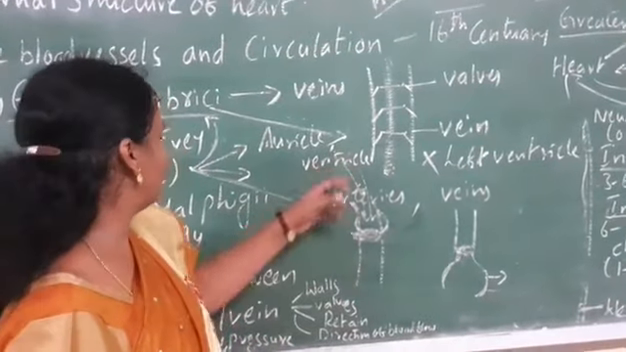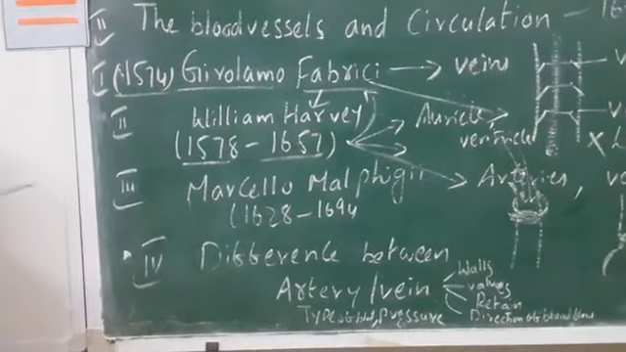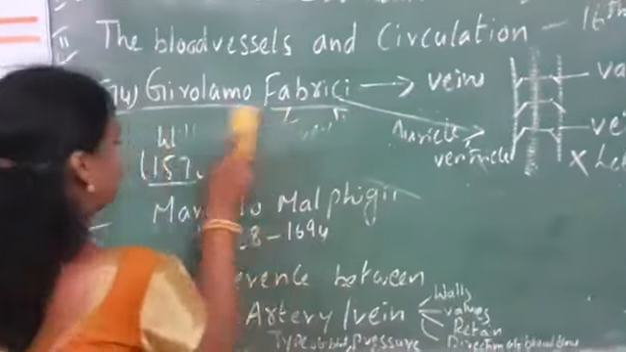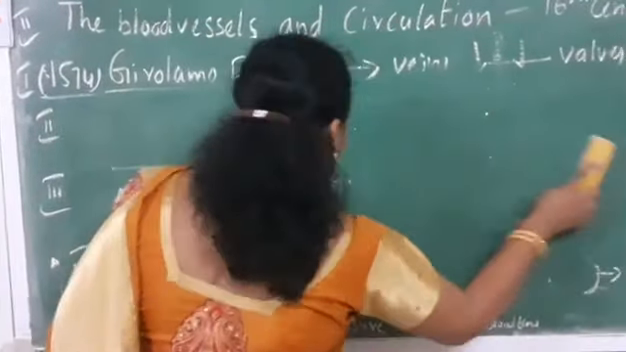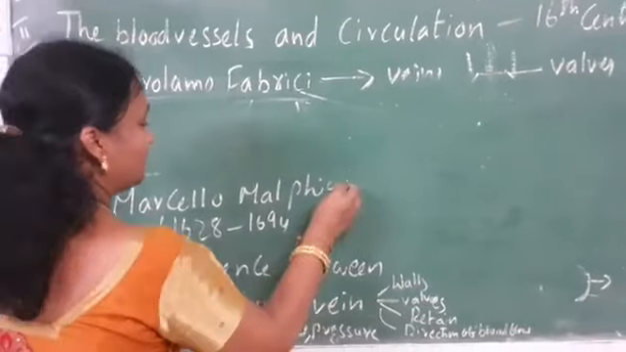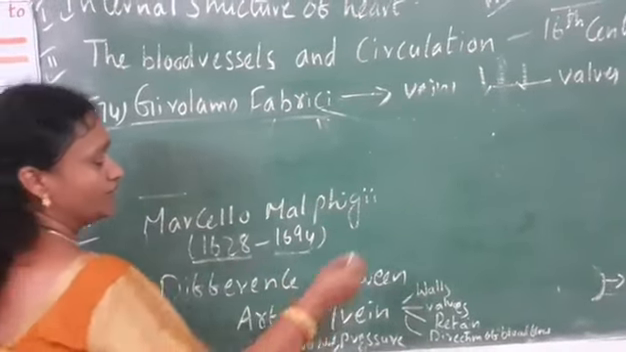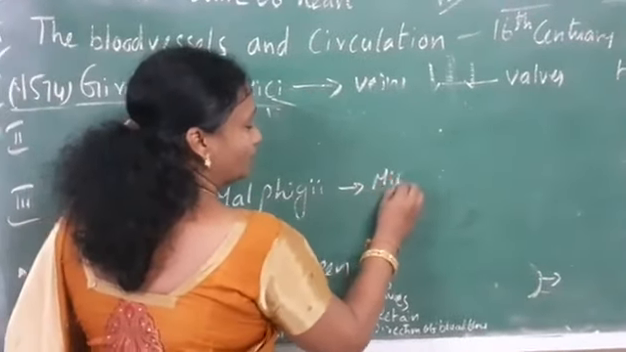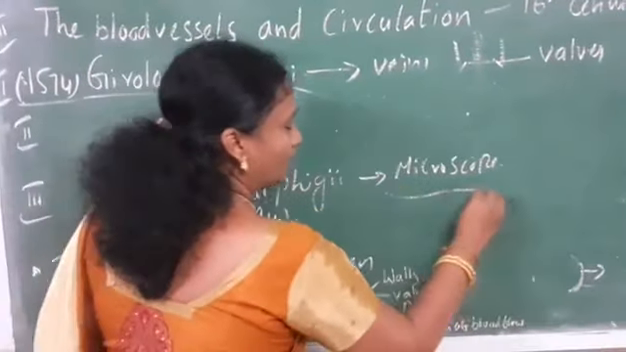After his work, another scientist called Marcello Malpighi continued the work of William Harvey. What Marcello Malpighi did is he used the microscope. He lived between 1628 and 1694. He was the first person to use the microscope to see tiny objects.